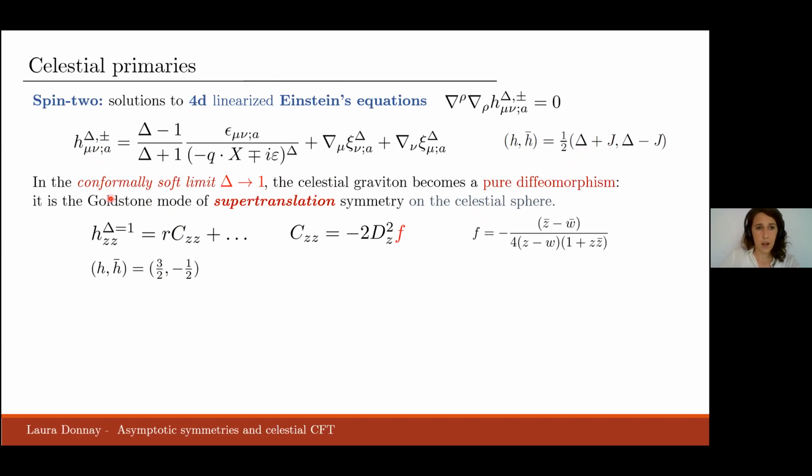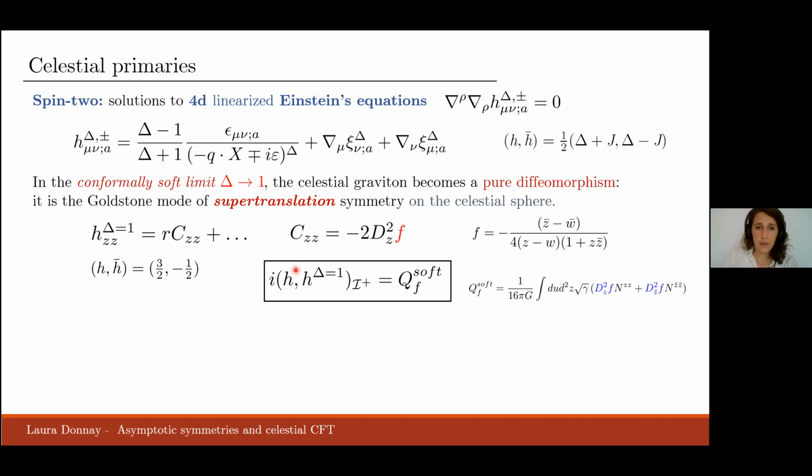Expanding this near scri, you can read that this object corresponds to the Goldstone mode of super-translation symmetry on the celestial sphere, where the super-translation parameter takes this form. Again, the inner product involving this mode gives you precisely the soft photon charge at scri plus.